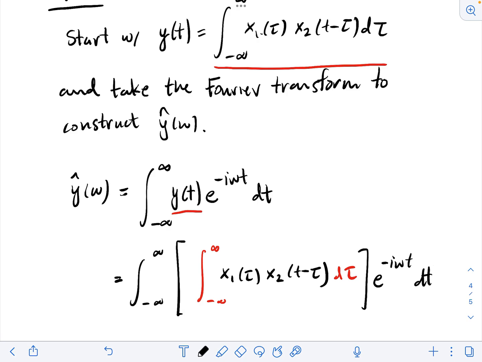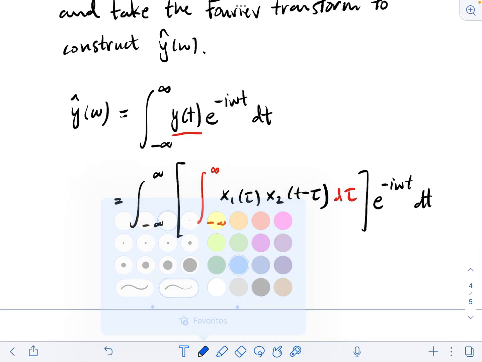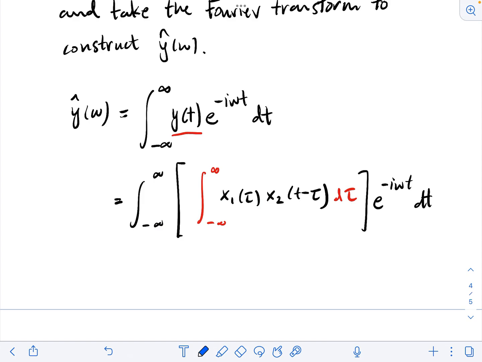Okay, so the next step is to move some parts around. What we're going to do is swap the order of integration. I'm going to take this integral over tau and the x1 of tau, and move it outside of the integral over t. I can do that as long as what I pull out of the t integral doesn't have any time dependence in it. Okay, and then this d tau will be moved outside here.